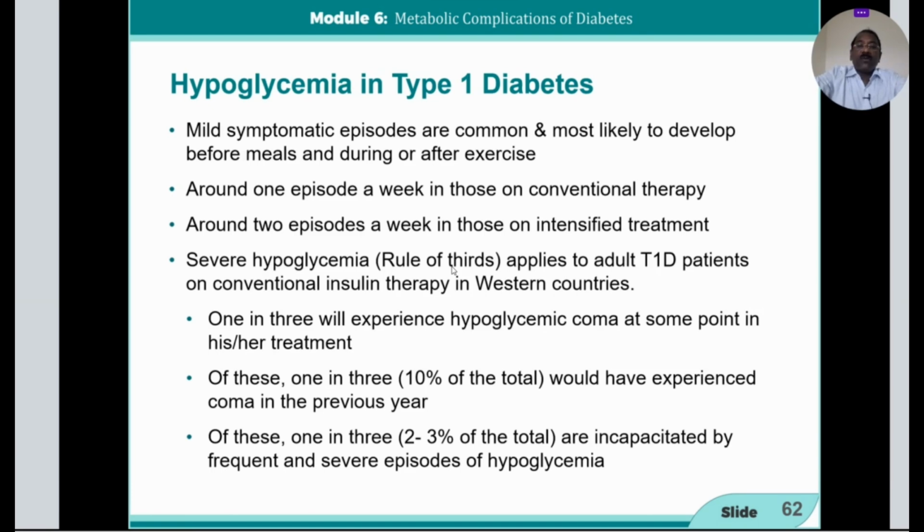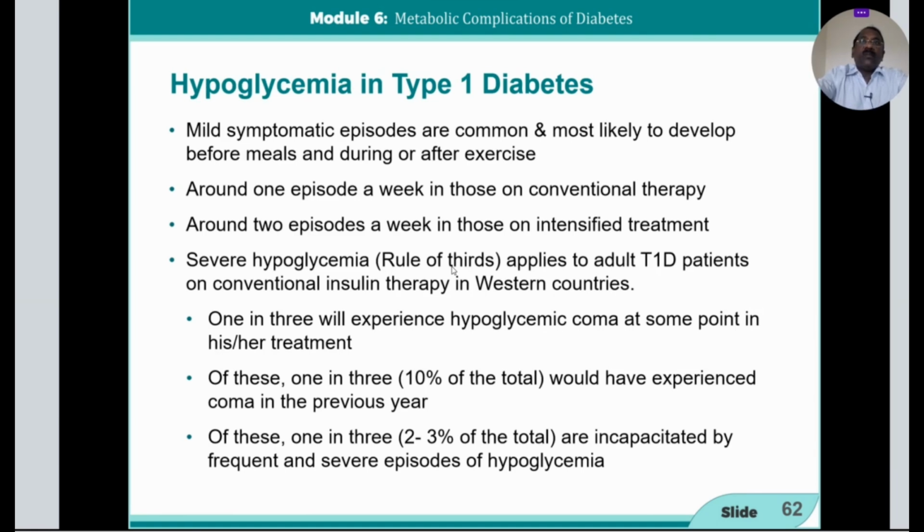Severe hypoglycemia, rule of thirds, applies to adult type 1 diabetes on conventional insulin therapy in Western countries. 1 in 3 will experience a hypoglycemic coma at some point in his or her treatment. And 1 in 3 would have experienced a coma in the previous year. And 1 in 3 are incapacitated by frequent and severe episodes of hypoglycemia.